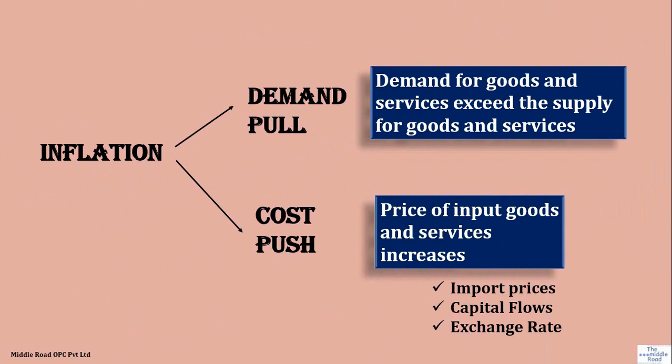Now, when we talk about inflation, and this would keep coming in, what are we talking about? There are two types of inflation, and we'll discuss this in depth also with examples. One is demand pull, where demand for goods and services exceeds the supply of goods and services. When we say the economy is very hot, buying and selling is happening more. This is the demand pull side.